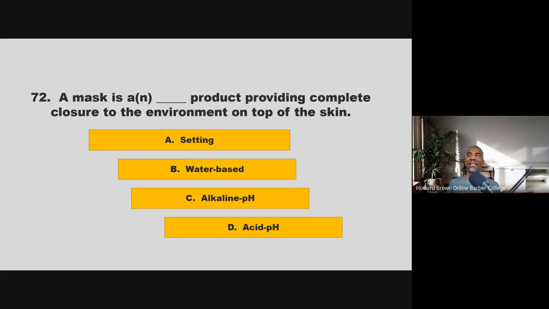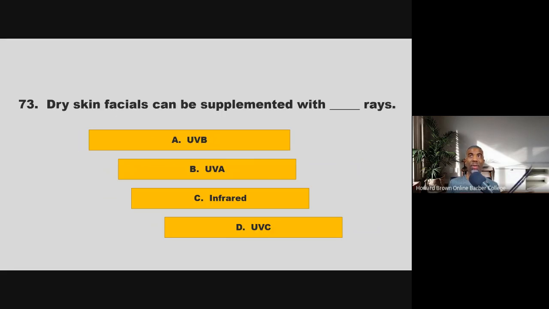A blank mask is a product involving complete closure to the environment on top of the skin. Is it setting, water-based, alkaline pH, or acid pH? If you chose A, setting, you are correct.